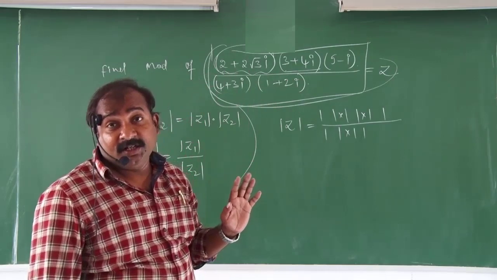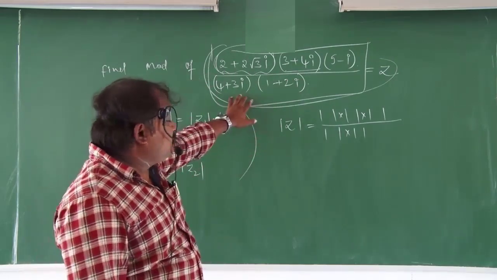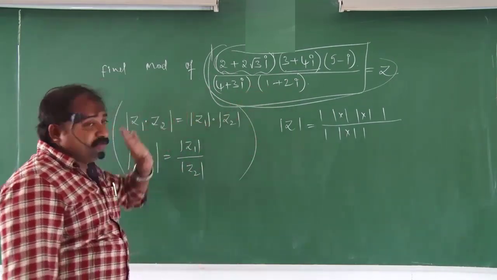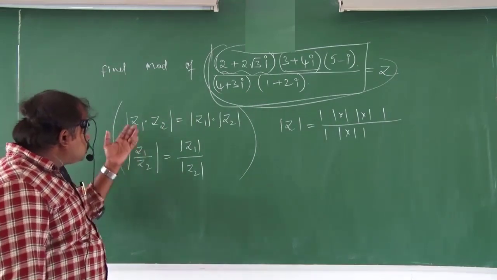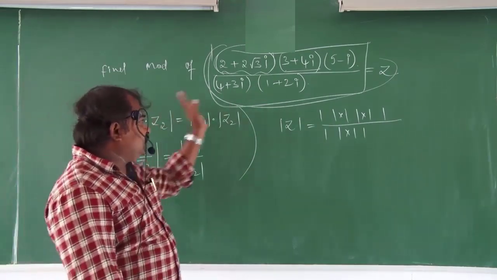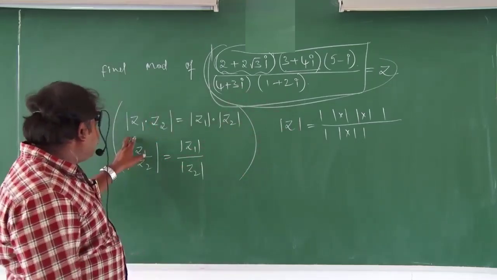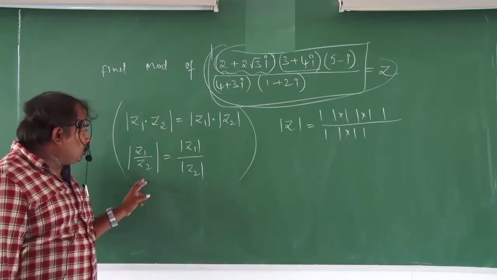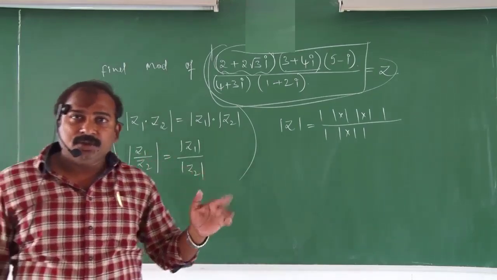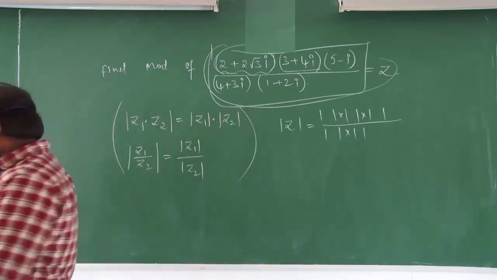That is a very lengthy method. Don't do it like that. Simply use the modulus properties of complex numbers. So what are the modulus properties? This is the logic: modulus of Z1 into Z2 equals mod Z1 into mod Z2, and modulus of Z1 by Z2 equals modulus of Z1 by modulus of Z2. Apply the concept, you will get the answer.